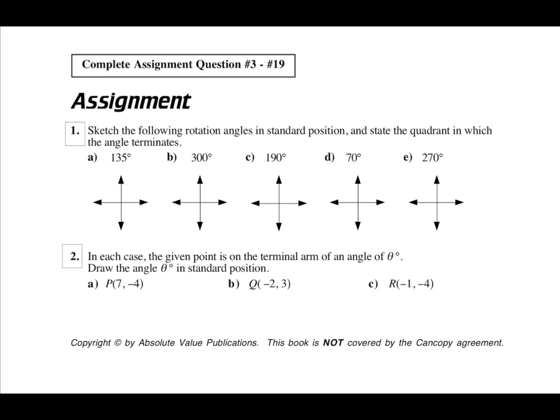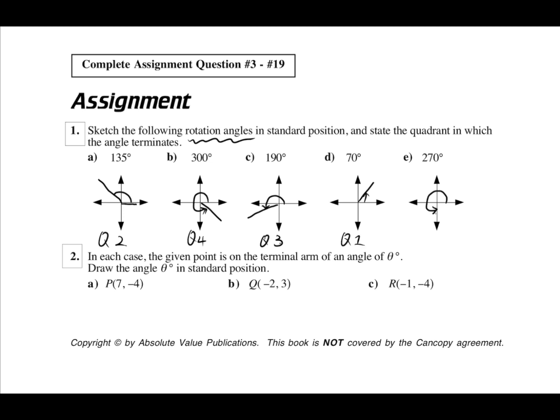Okay, let's do our homework. The first one, you need to find the rotation angle, and it's from this side and from the 135. So it's kind of like this. And 300, and so this is quadrant 2. And 300 is quadrant 4, 3.